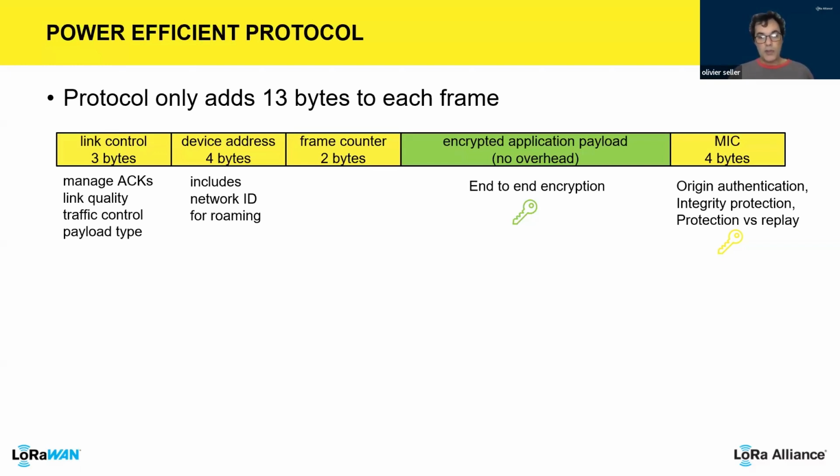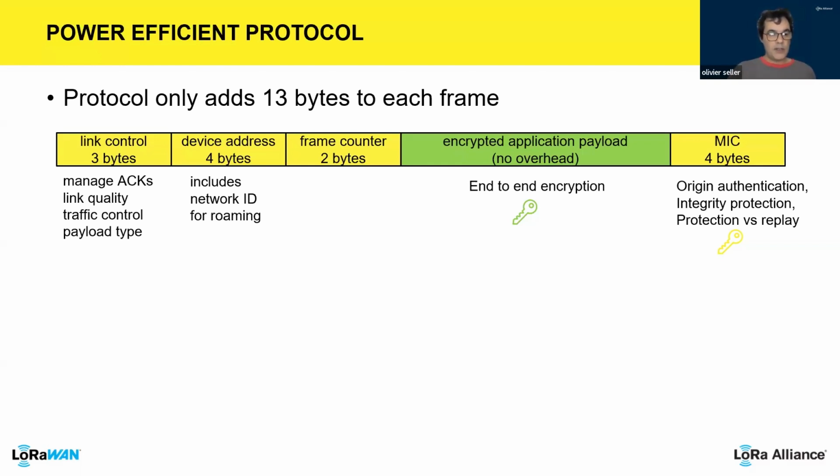And it proves the origin of the frame, because only the owner of the key can compute the MIC. It protects the integrity of the message, because if any bit or byte in this part of the message changes, the MIC would change. So you can only verify the MIC if nothing has changed, and you can only compute the MIC if you know the key. It also protects against replay thanks to a 2-byte frame counter. And the 2-byte frame counter is included in the MIC computation.